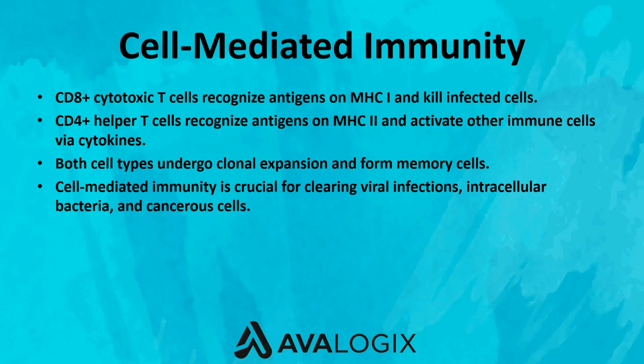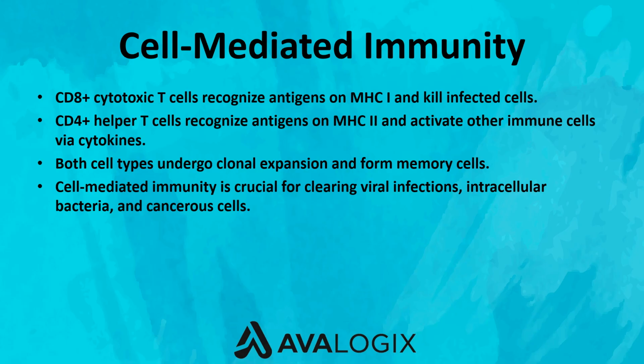Now, let's talk about the CD4 plus helper T cells, which we introduced earlier. These cells are activated when they recognize antigens presented on MHC class II molecules, which are found only on professional antigen-presenting cells, like macrophages, dendritic cells, and B cells. Once activated, CD4 plus cells don't kill anything directly. Instead, they act as coordinators of the immune response. They release different cytokines that help activate B cells to produce antibodies, recruit and activate macrophages to destroy pathogens, and guide CD8 plus T cell responses.